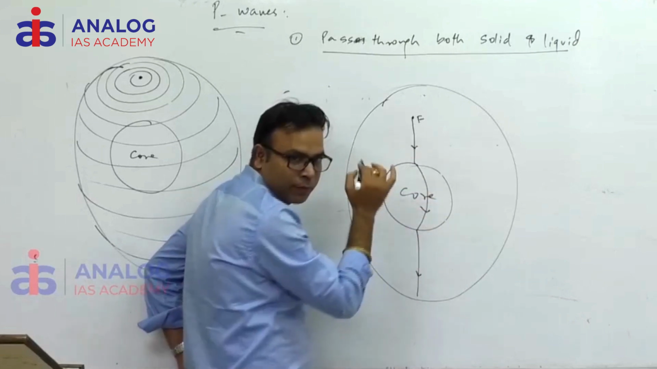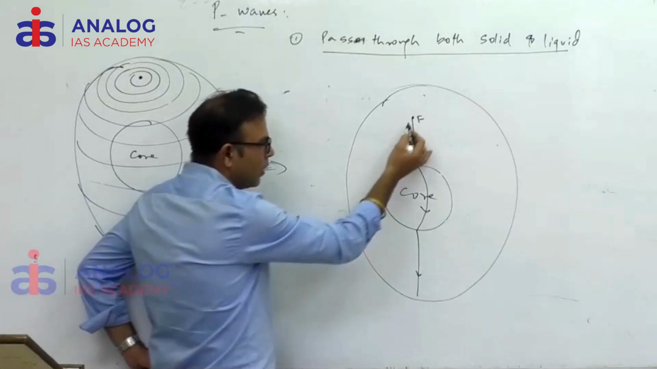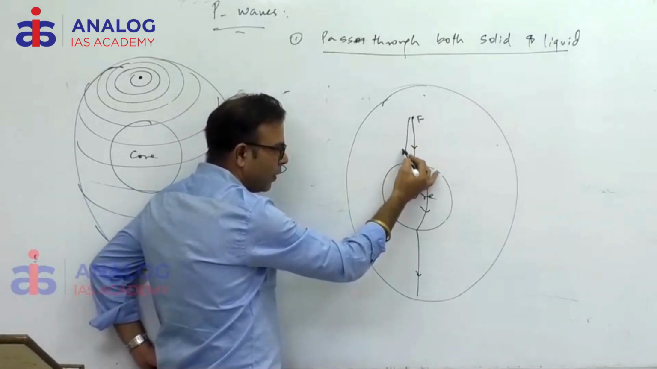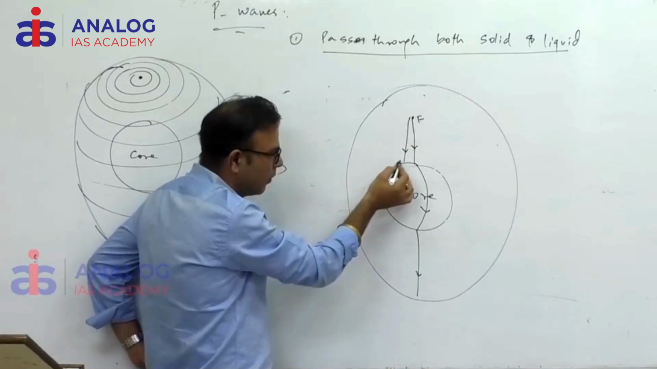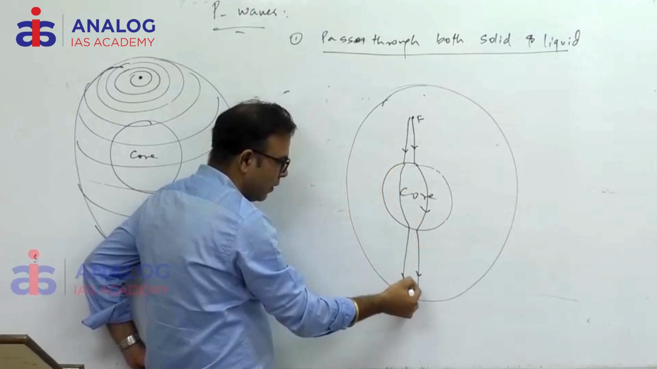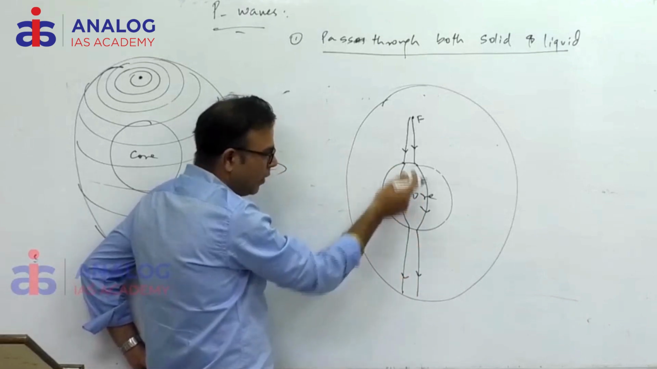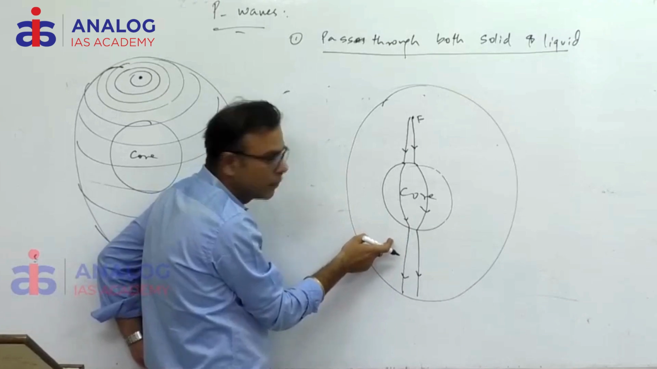Arrows. Started from another. This is which wave? Again P wave only. P wave diagram is coming, interact with this. It goes like this. It's like at the mantle core boundary. You can see the bending. Can you see the bending here?